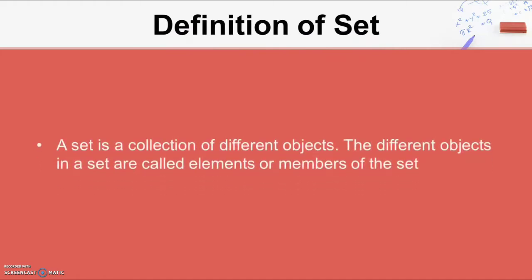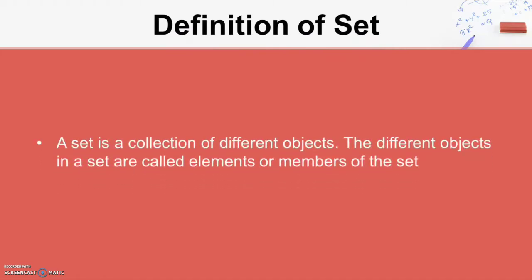First, definition of set. A set is a collection of different objects. The different objects in a set are called elements or members of the set. A collection of objects in a set has clearly defined properties.